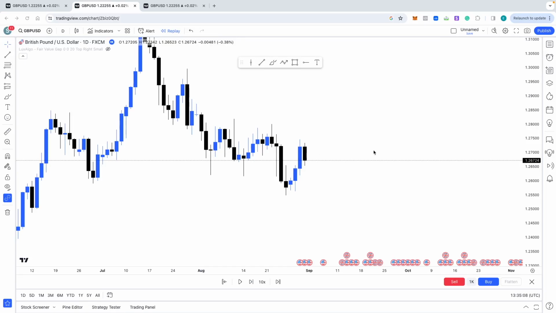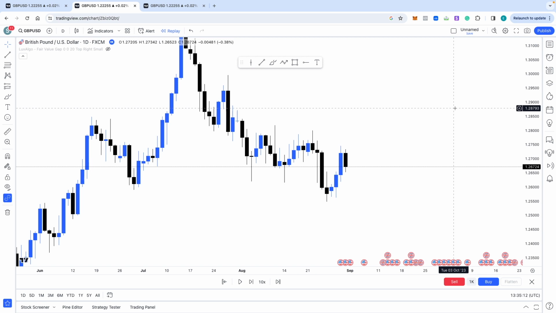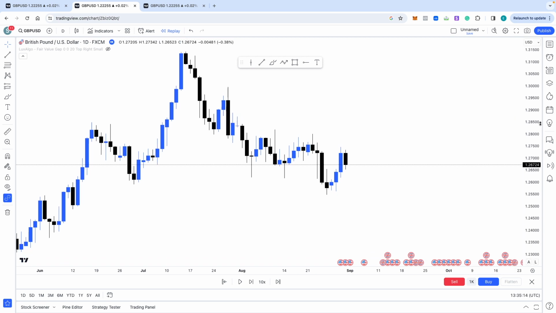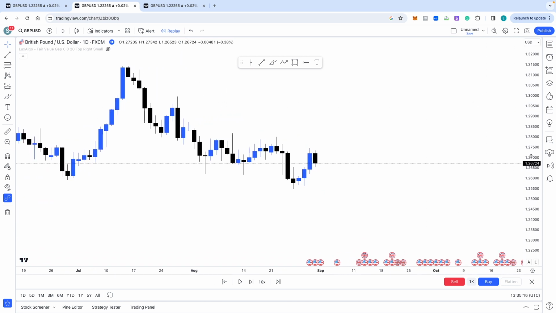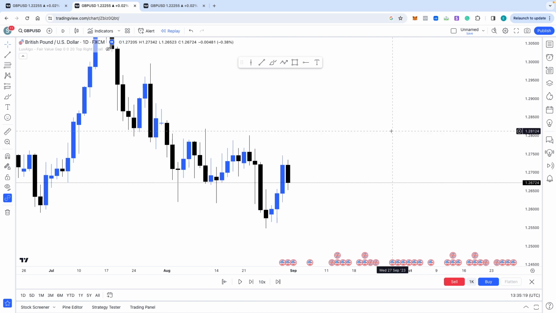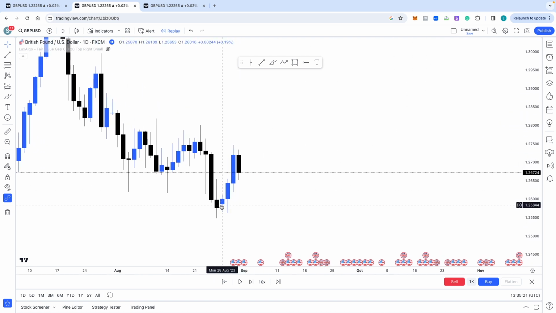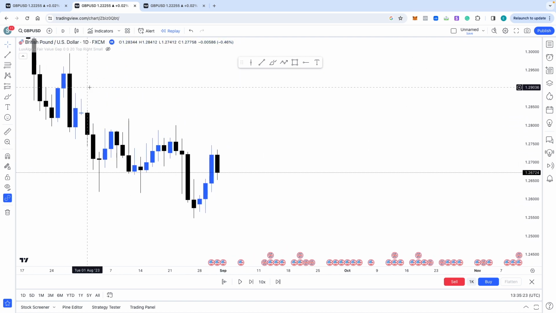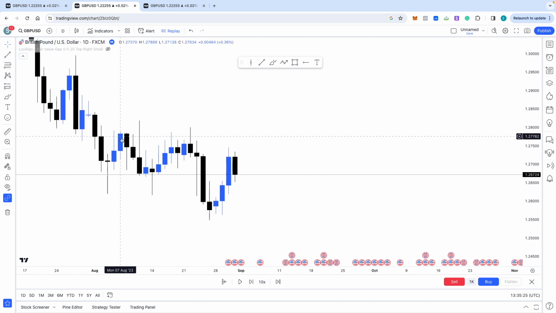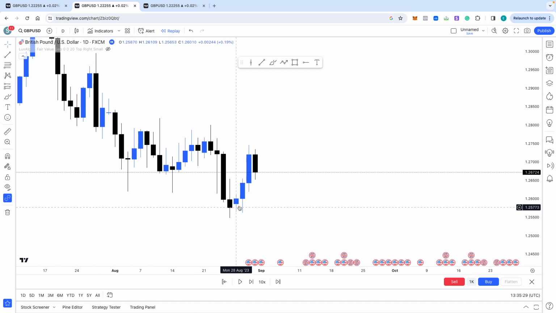All right, so example one. This is pound US dollar, GBPUSD. We're on the daily time frame. We can see that we're in a downtrend, or we've been in a downtrend for the past few weeks. We're forming lower lows and lower highs. And we can see we've got a bearish candle over here. So this is on Thursday.